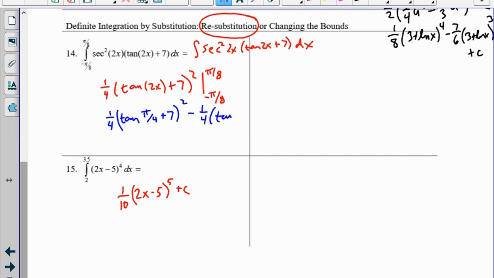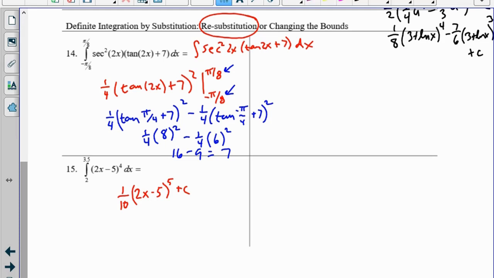minus 1/4 tangent of negative pi fourths plus 7, the quantity squared. So we're substituting these values for x back in, and we figure out what happens. So this is 1/4 times tangent of pi over 4 is 1. So 1/4 8 squared minus 1/4 tangent of negative pi fourths is -1. So this is 6 squared. We end up with 64 over 4, which is 16. We end up with 36 over 4, which is 9. 16 minus 9 equals 7. So this definite integral, we would get 7.